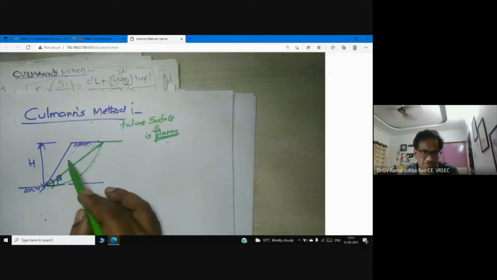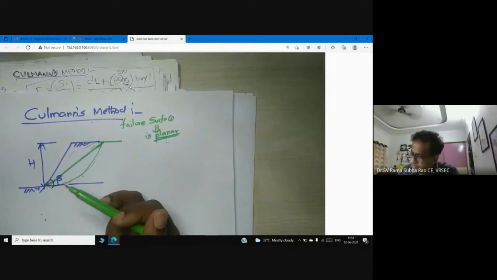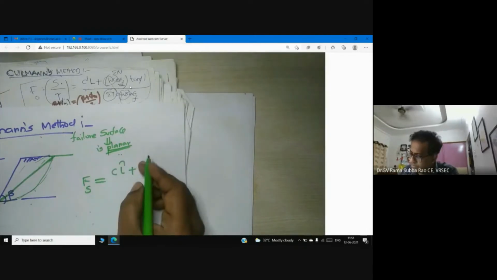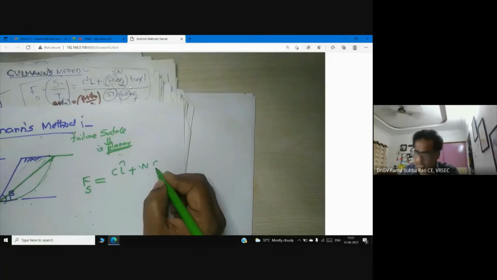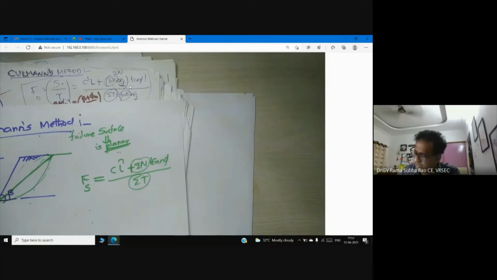So anyhow, I will tell you. The way we are calculating the factor of safety, can anyone tell me now? c times the length of arc, plus N tan phi, by sigma T, sigma N. This is our conventional method of slices, normal force, tangential force. But here what we are discussing is Culmann's method.